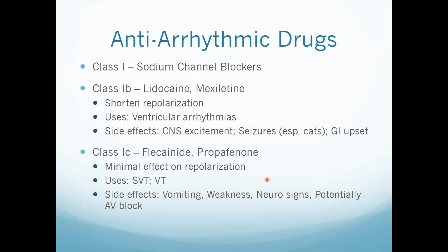And we move on to the class 1Bs, and these are the mainstay of treatment for ventricular arrhythmias, specifically lidocaine. And so these shorten the repolarization time, and they actually shorten the action potential duration. So they try to get the cell back to normal and back to a resting membrane potential before the next excitable stimulus can come along, so that it can then just revert to a normal rhythm again.